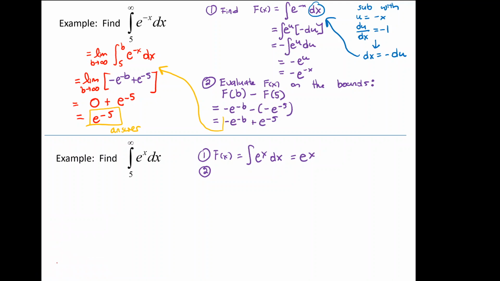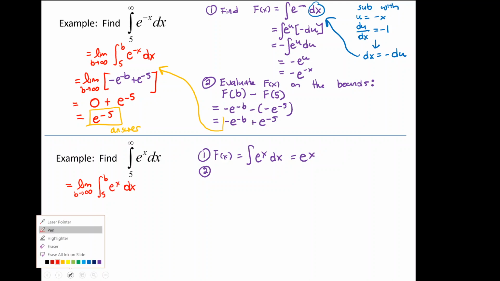I got excited and I forgot what we're supposed to do before we do any of this, and that's use our formal notation. So we hold our pinkies up when we do this. This is formal, like tea time stuff, grandma. Limit as b approaches infinity, integral from 5 to b, e to the x dx. So that's our conversion. We're treating this carefully as a limit.